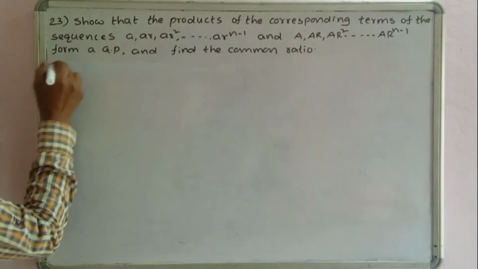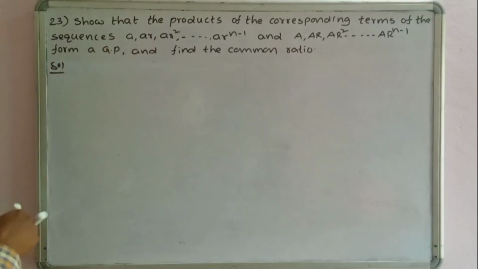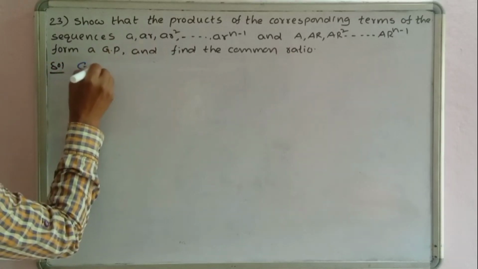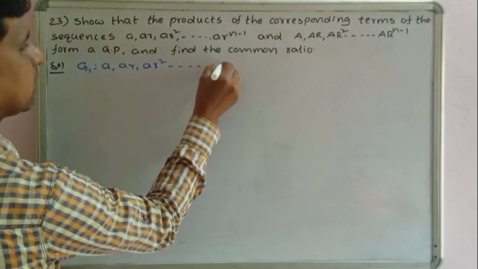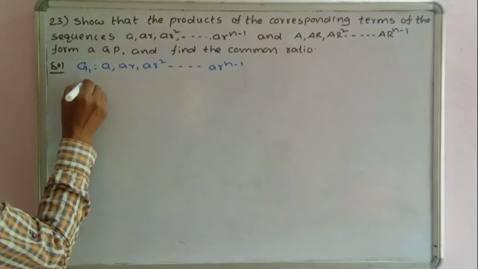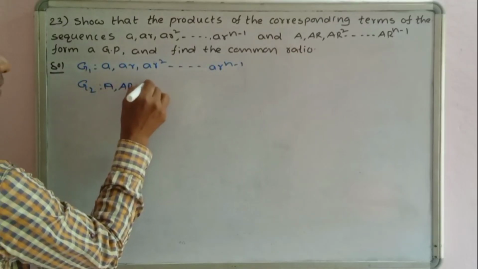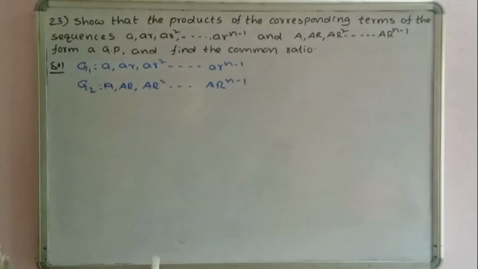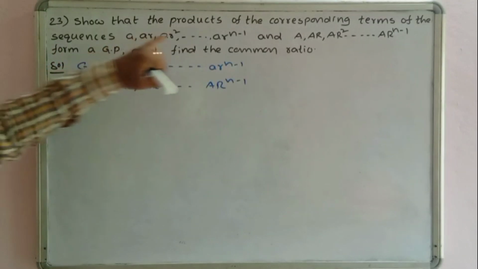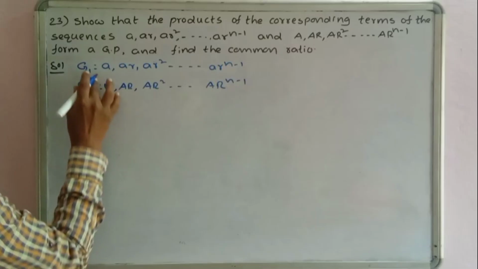Okay, see, let us say the first progression is G1. So G1 equals A, AR, AR square, and so on up to AR power n minus 1. The second progression is, say, G2: capital A, capital AR, capital AR square, and so on up to capital AR power n minus 1. Now we have to prove that this product is a geometric series. So the resulting product is called GP.